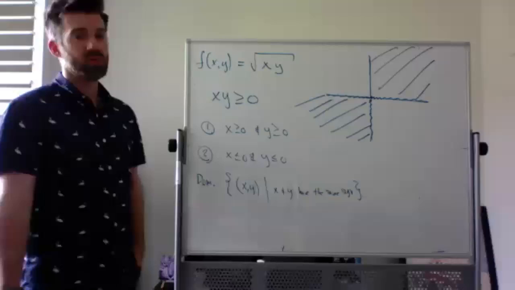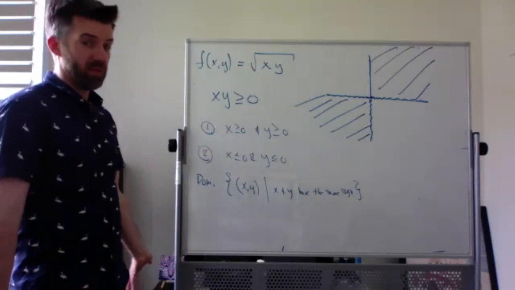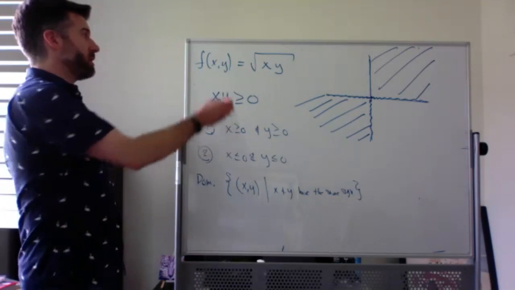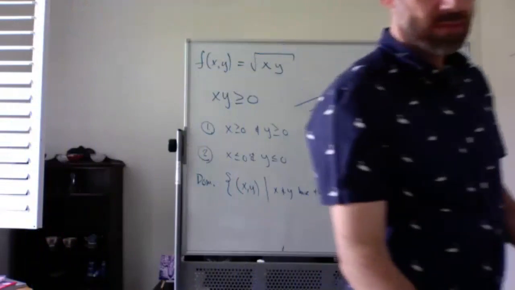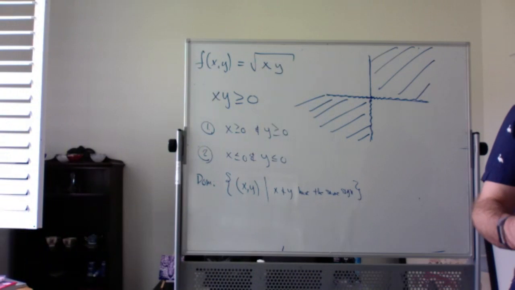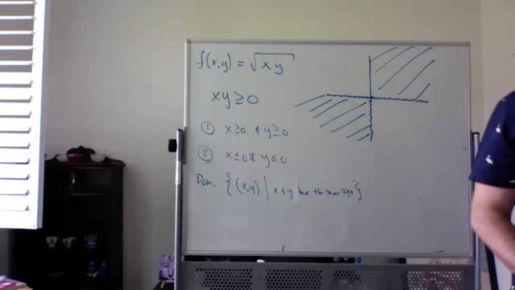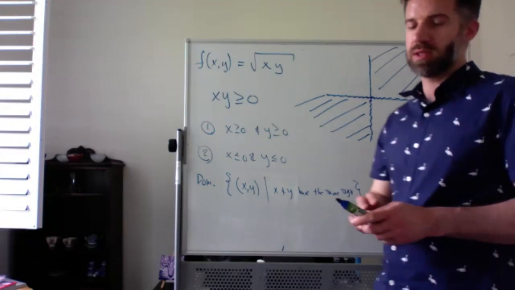For the range, well, what do we know the bottom of the range is? How small can this square root of xy be? Anybody? You can type it in if you want. It's a one keystroke answer.